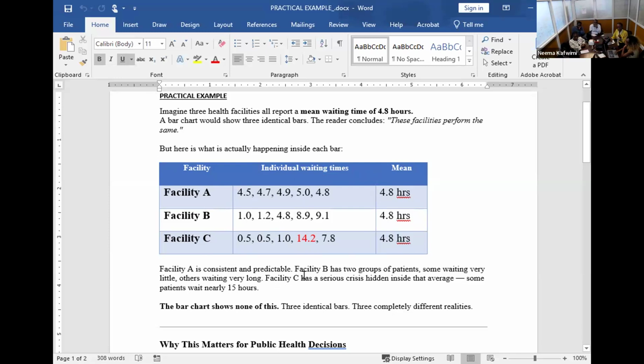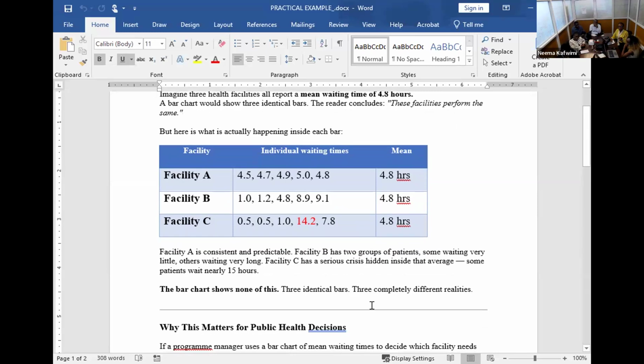Facility C has a serious crisis hidden inside that average. Some patients are waiting nearly 15 hours, this 14.2. But at the end, they all give us the mean of 4.8. So the bar chart shows none of this. It doesn't show the gritty details. These identical bars hide 3 completely different realities.